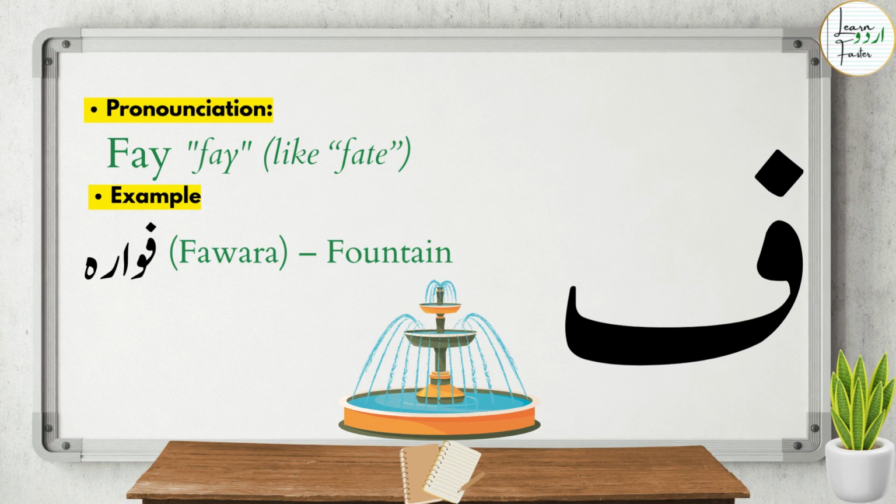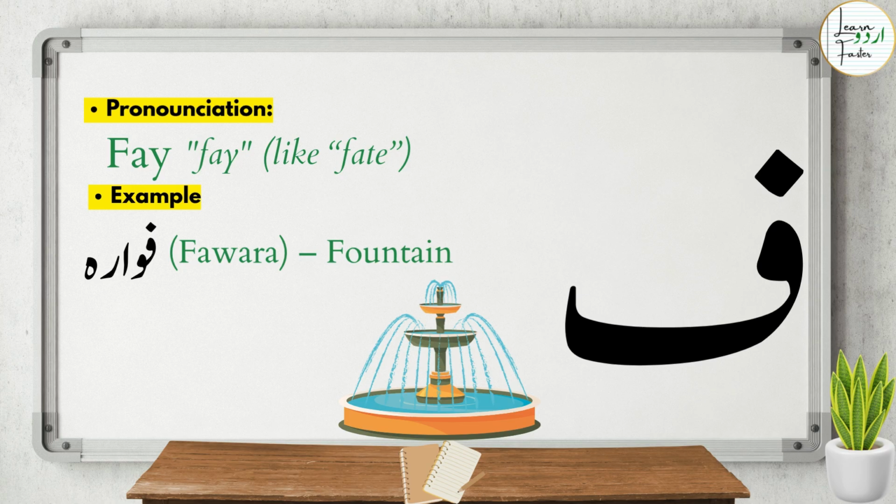Next alphabet is Fe. Repeat after me, Fe. It sounds like fate by replacing the Y with T and E. Fay. The word example is Fawara, fountain.